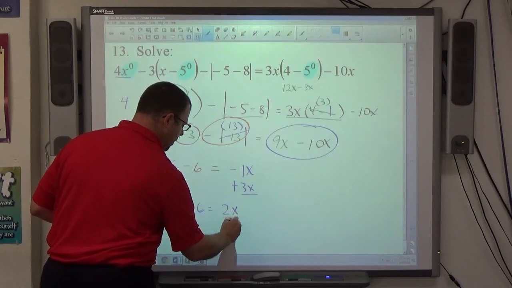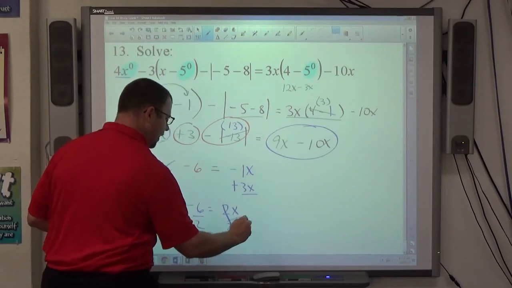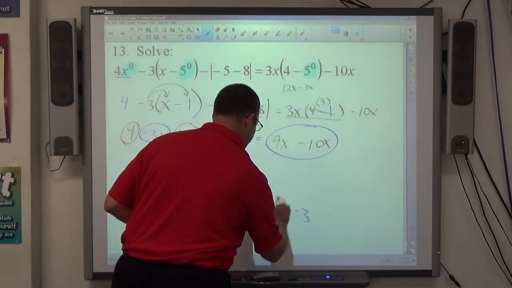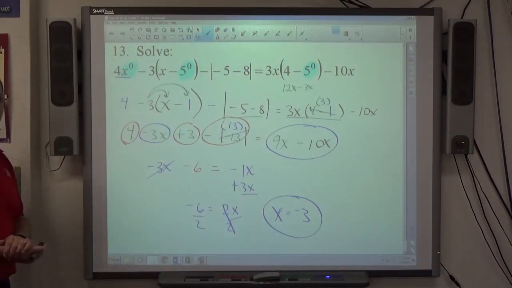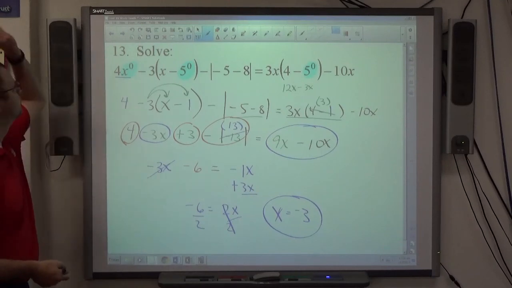Since x is being multiplied by 2, we divide both sides by 2. That gets me x equals negative 3. Once again, an integer answer on that one. I would expect probably on the test, an integer answer on that problem.